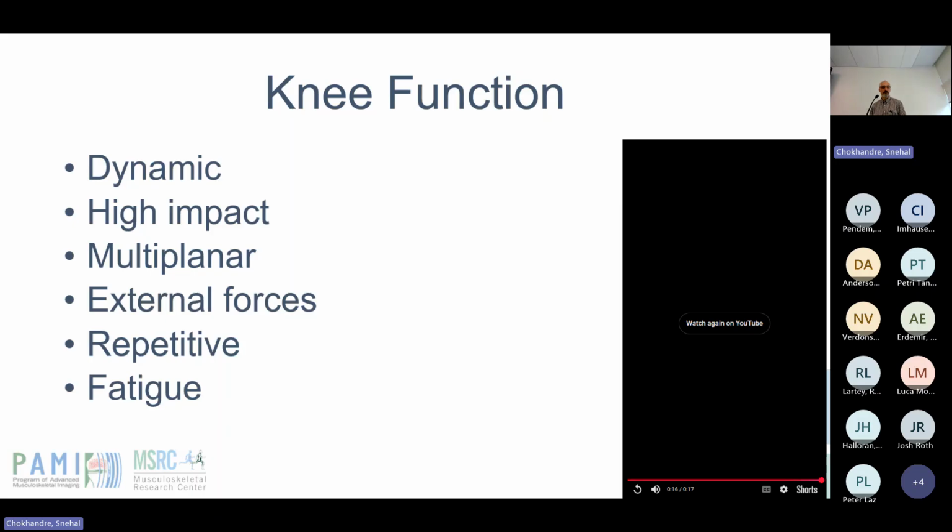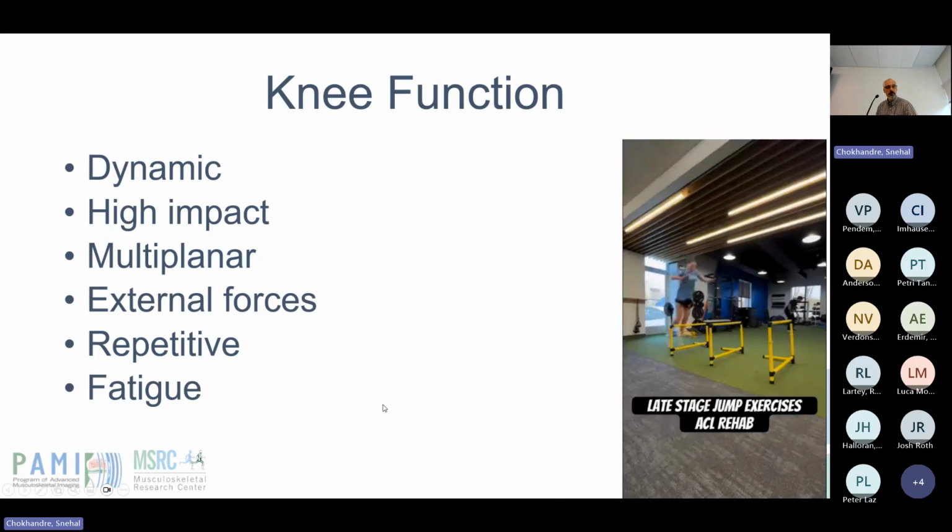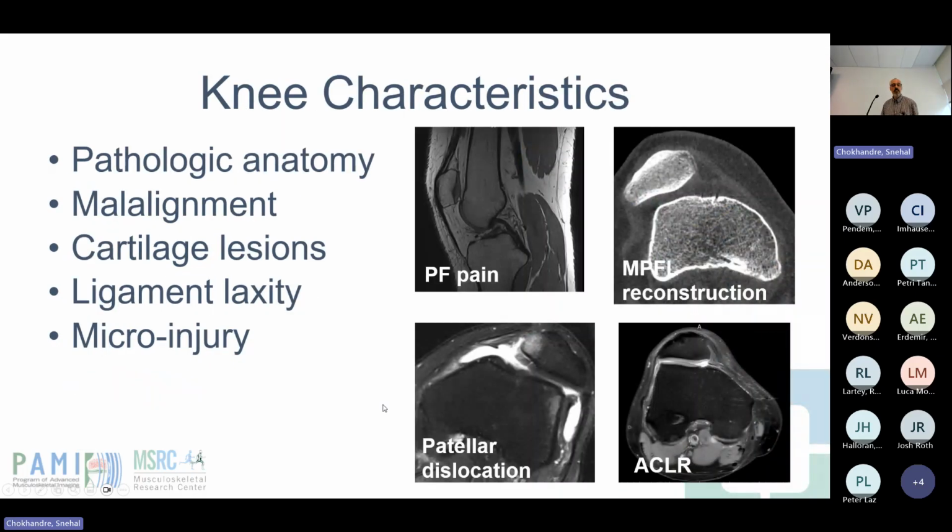So when patients have injuries and they go back to function after injuries, the type of motion they're experiencing is dynamic. It involves high-level impact. It's multiplanar. They're not moving in one plane. External forces are applied to the knee. It's also repetitive, and these patients are fatiguing their muscles and their soft tissues. A lot of times injury doesn't usually happen the first play of the game, right? People are developing microtrauma in their soft tissues. Their muscles are getting fatigued. And that's what contributes to injuries a lot of times as well. And our models don't always account for that.